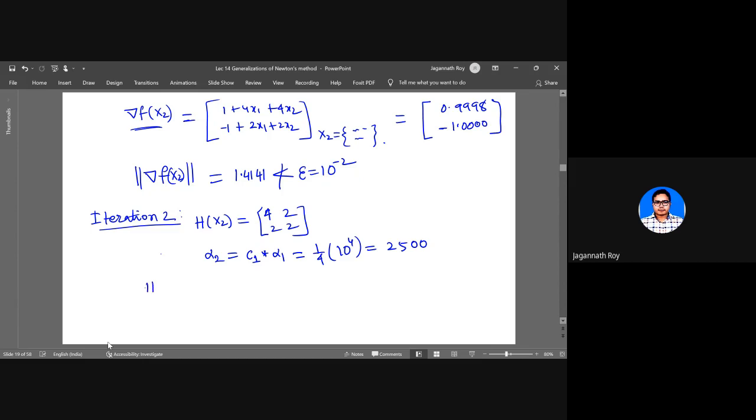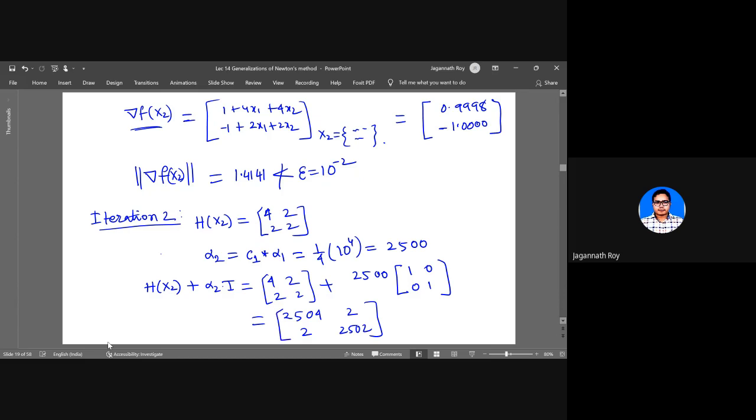So now we have to calculate H of x2 plus alpha 2 into I. This is nothing but 4, 2, 2, 2 plus 2500 into 1 0 0 1. So this will become 2504, 2, 2, 2502. Okay. Now we have to take the inverse of it and then multiply with the gradient at x2.